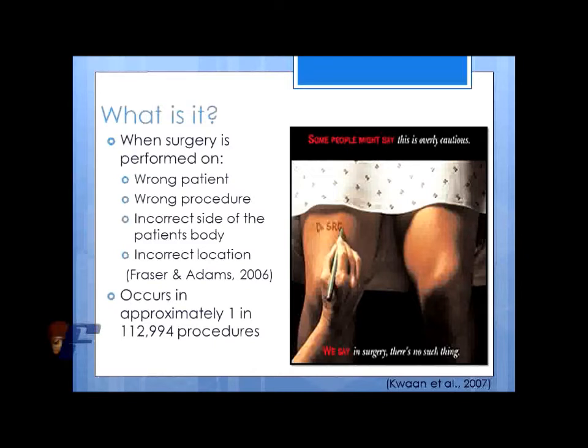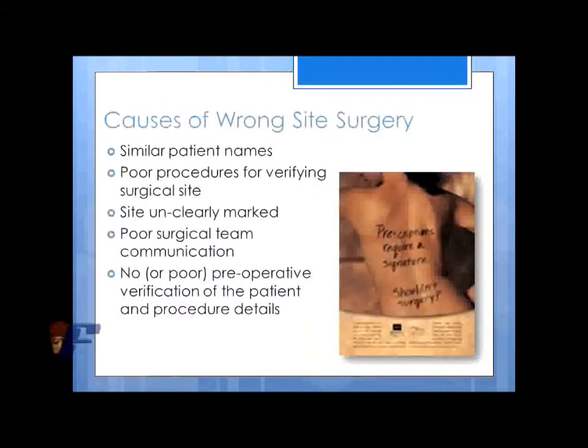Or, wrong site surgery can simply be performing the incorrect surgery on the correct patient. Wrong site surgery is relatively rare, occurring approximately 1 in every 113,000 procedures performed. Cases where wrong site surgery causes long-lasting or permanent complications are even rarer, making up an estimated 8% of total wrong site surgery cases. There are many reasons that a surgeon can end up performing surgery on the wrong site.